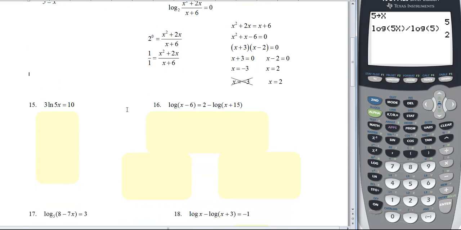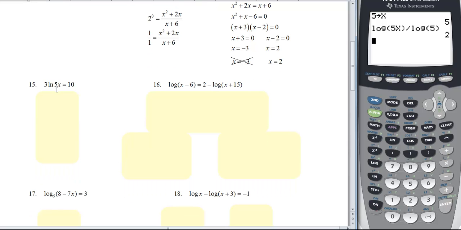A couple of things I could do here. I could take the 3 back in, but since 3 is multiplying, I can divide both sides by 3. I've got options here.